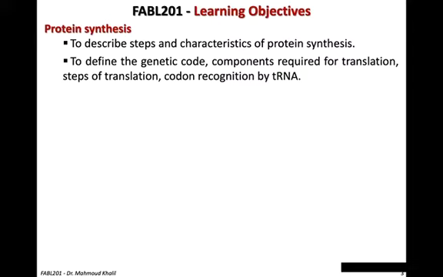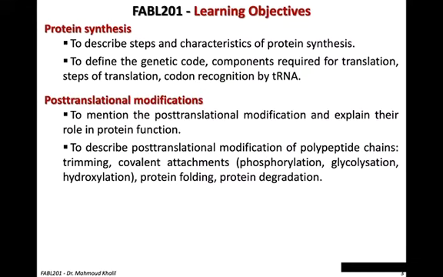And we'll define the genetic codes and the components needed for the translation and the codon recognition by transfer RNA. Then we will deal, as a final lecture for the molecular biology part, with the post-translational modification. These are very important modifications that are added on top of the protein after being translated, and they explain a lot of the protein functions.